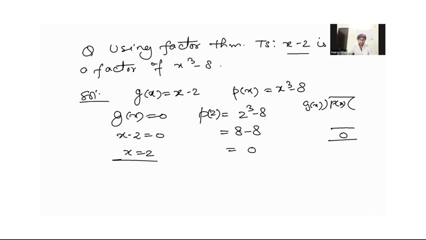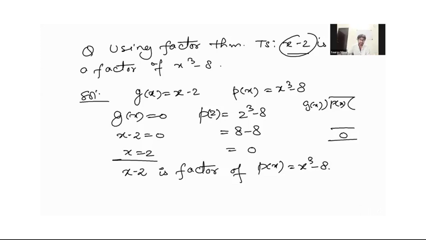So x minus 2 is a factor of p of x, which is x cube minus 8. Clear? Since our remainder is coming 0, we can conclude that the given polynomial is dividing this polynomial. So we have to check whether our remainder is 0 or not. We can do it by the long division method also, or by this method. By any method you can find out whether your given polynomial is a factor of some other polynomial or not.